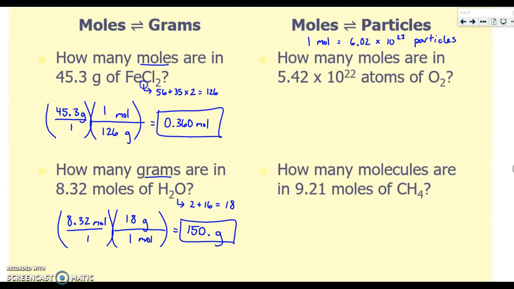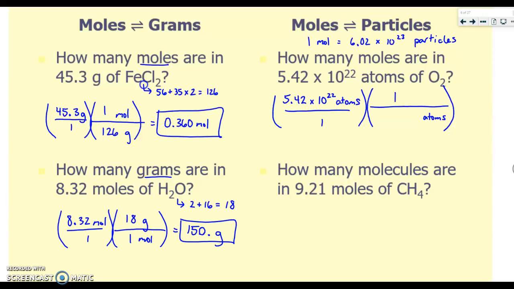Still going to set up using dimensional analysis, so we're going to start with our given over 1. So 5.42 times 10 to the 22nd atoms over 1. And then again, diagonal drop through dimensional analysis, so atoms is going to go on the bottom, and 1 mole is going to go on top. I'm going to use my 6.02 times 10 to the 23rd. When you plug this into the calculator, you do have to be careful. Make sure that you use proper parentheses or you'll get the wrong answer. And you should end up getting this once you round.